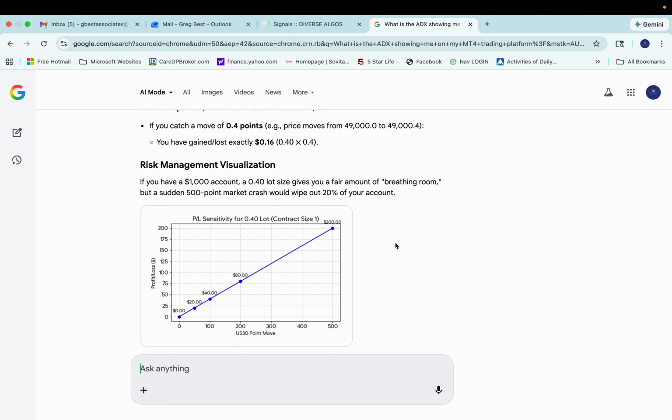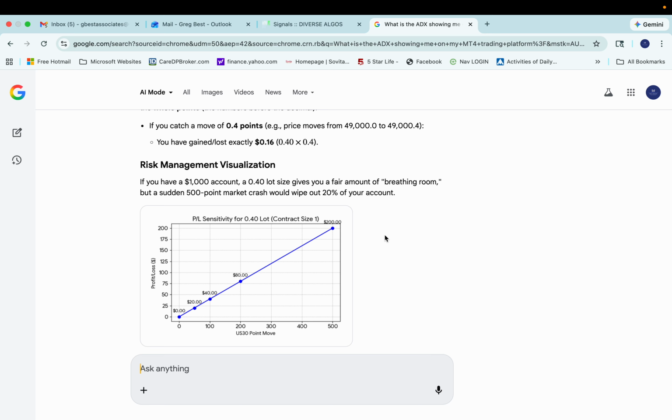Everything that I do is on a 0.4 pip, which, to explain that, kind of tells you a risk management. I put in AI, if you trade 0.4 pips, what does that mean risk wise? If you have a $1,000 account and you're trading 0.4 size on US 30, which is what I trade, and you have a sudden 500 point market crash, it could wipe out 20% of the account.